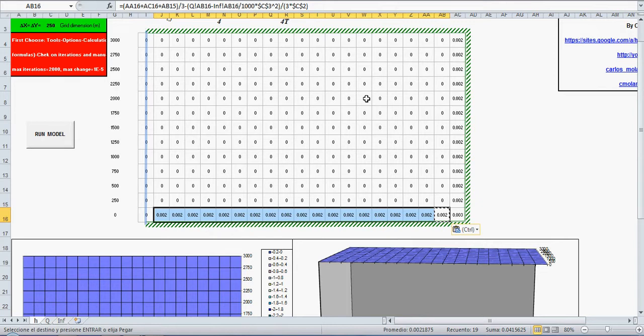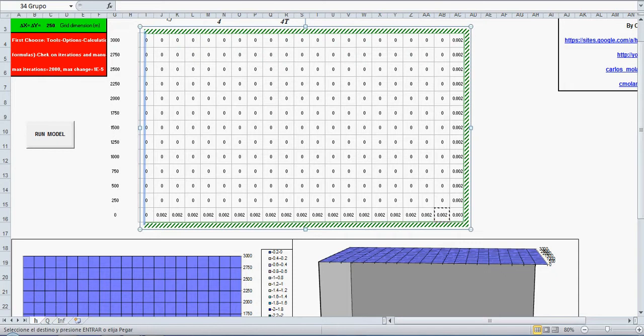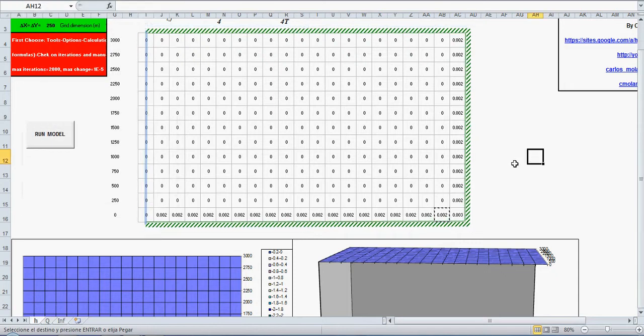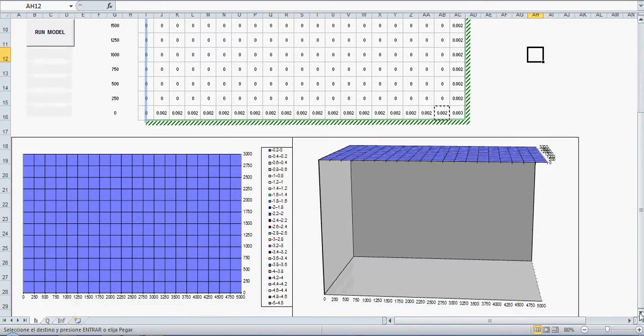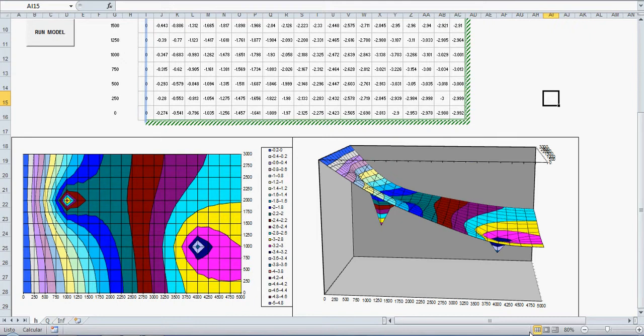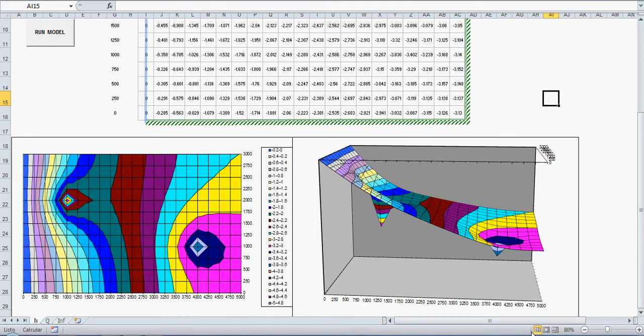If we don't make any mistake, we have our boundary value problem, so let's begin. Remember, you can use F9 or just run the model here, and you can see in the bottom part the number of iterations. Okay, so that's our solution.